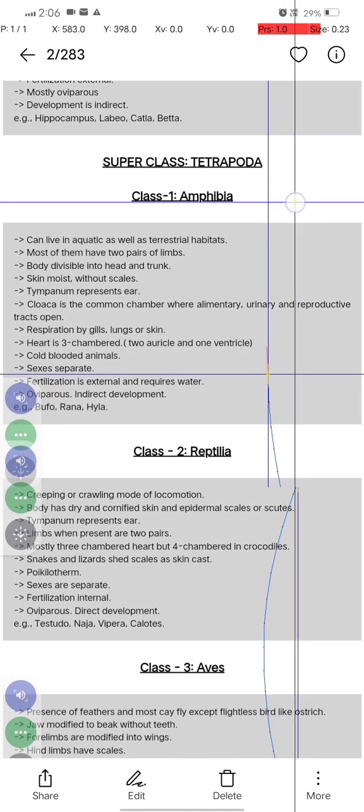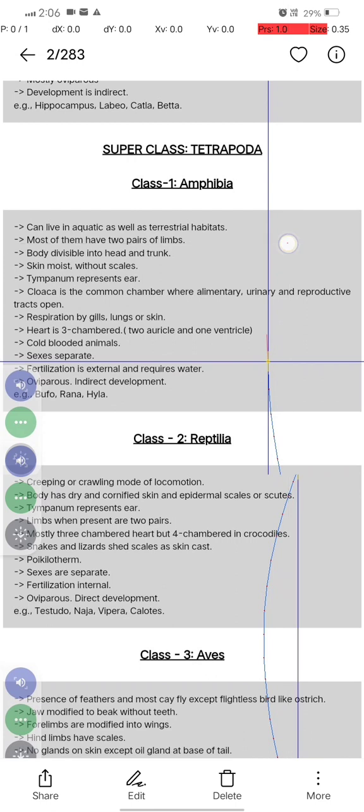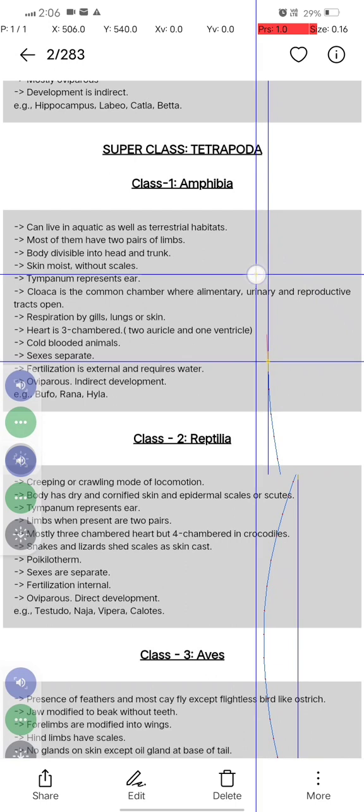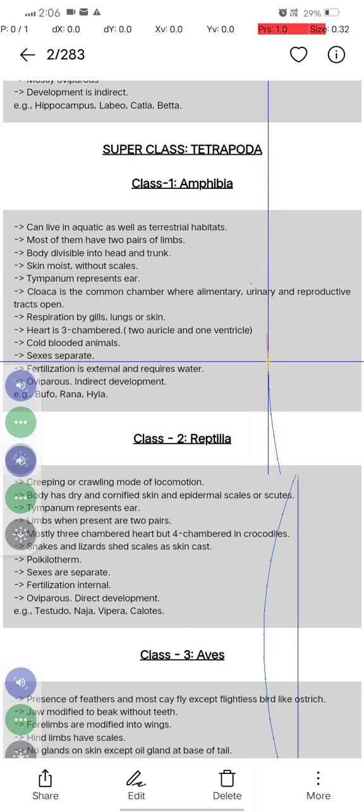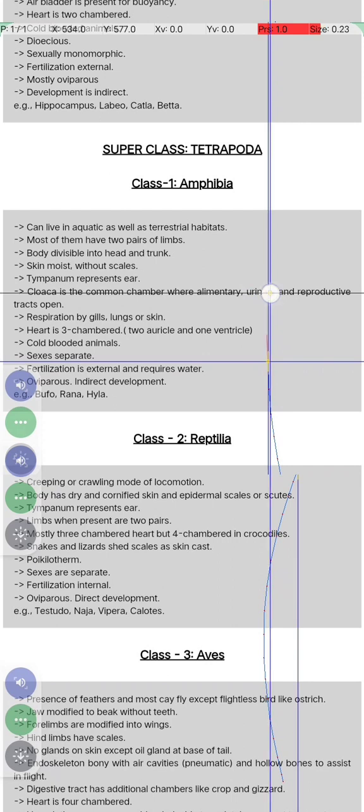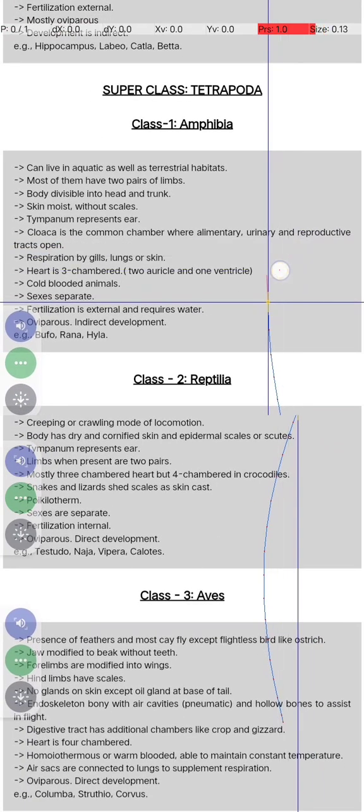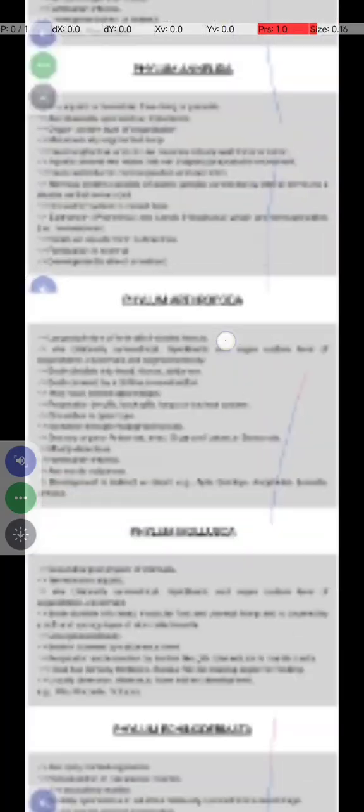Superclass Tetrapoda. First class, Amphibia: can live in aquatic as well as terrestrial habitat. Most of them have the pair of limbs and body divided into the head and trunk, and skin moist and without scale, and the tympanum represents the ear, and the cloaca is the common chamber where the alimentary, urinary bladder and reproductive tracts open. Respiration by the gills, lungs and the skin, heart three chambered with two auricles and one ventricle. Cold-blooded animals, sexes are separated and fertilization is external, oviparous and direct development.